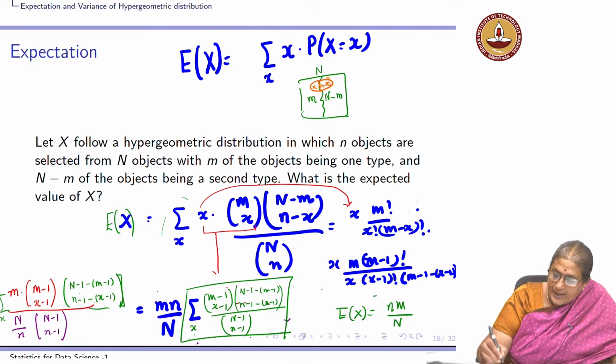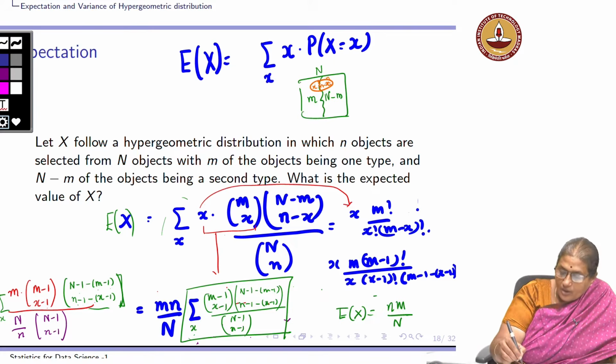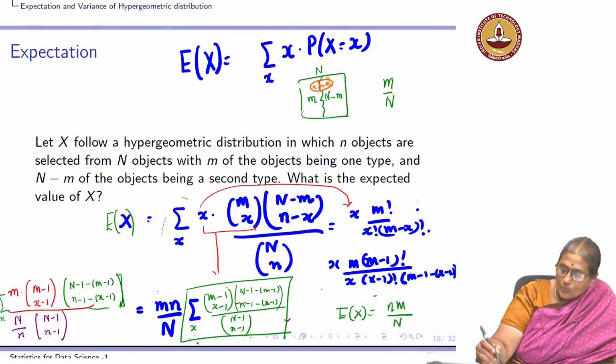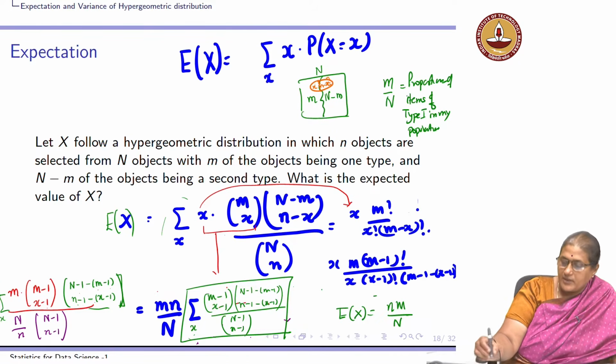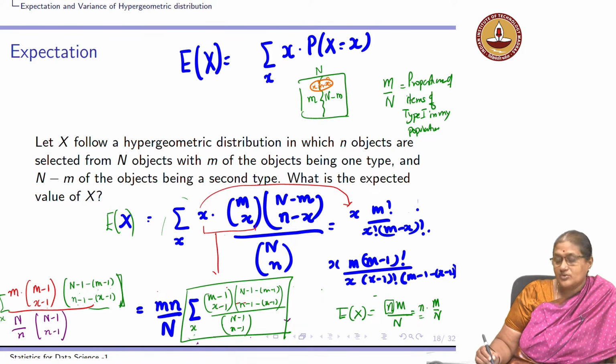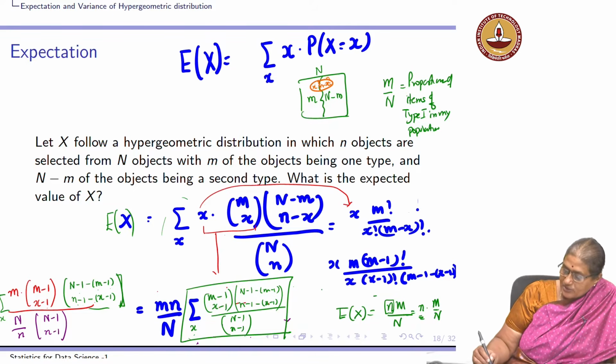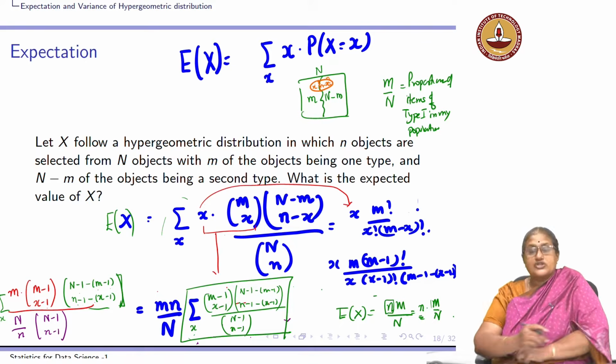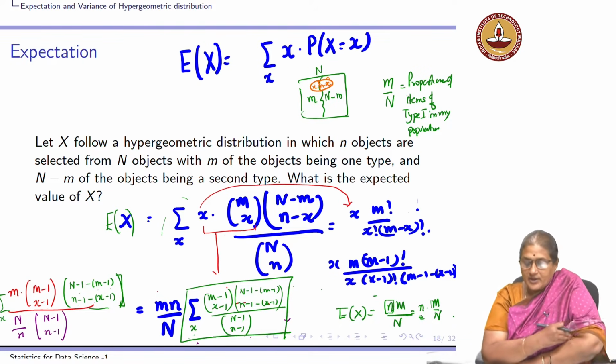So, you can see that initially in my overall set, m by N was the proportion of items of type 1 in my population. I had m items of type 1. So, this is a proportion. This n is the sample size. So, n into m by N resembles the size of the sample into m by N, which is telling me the proportion of items of type 1 in my population.